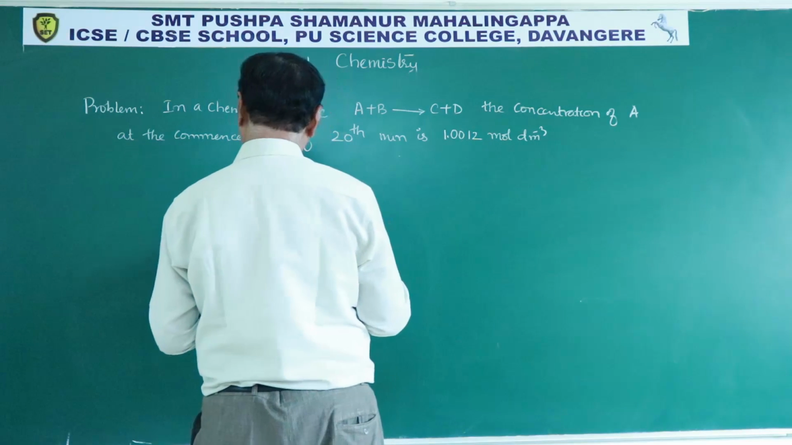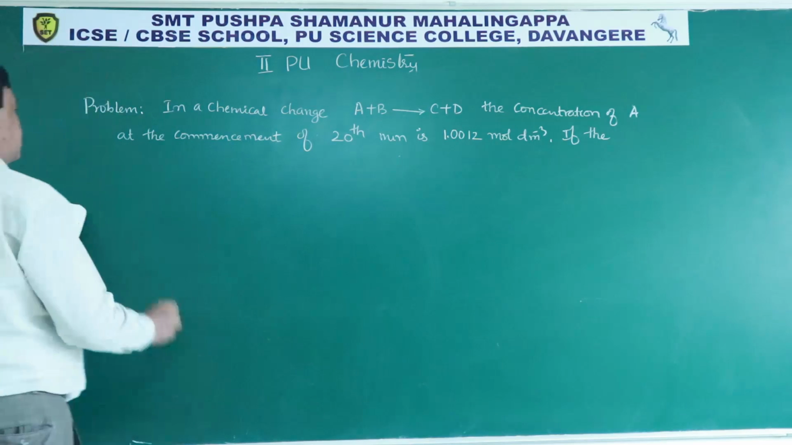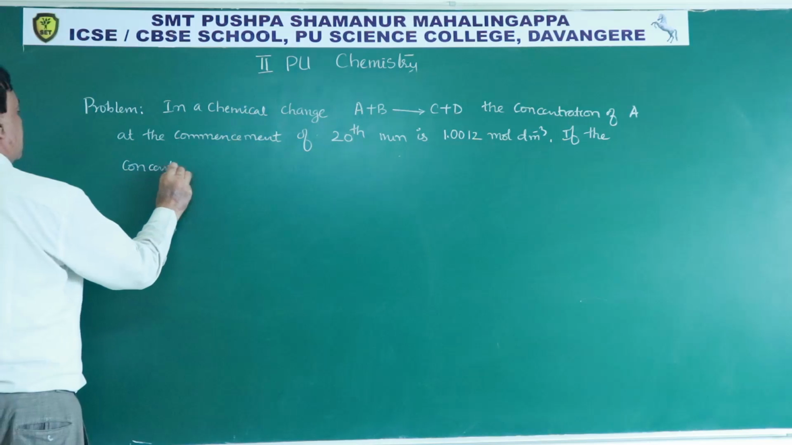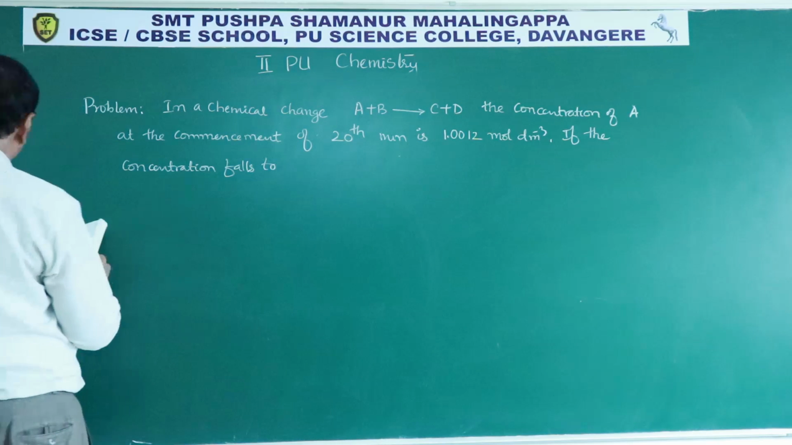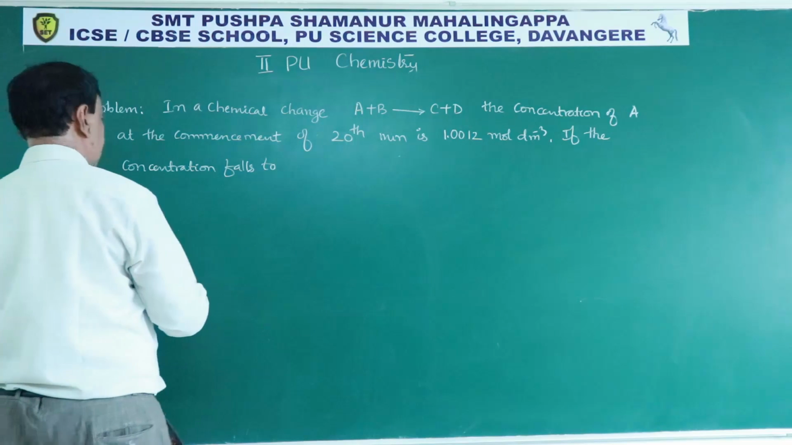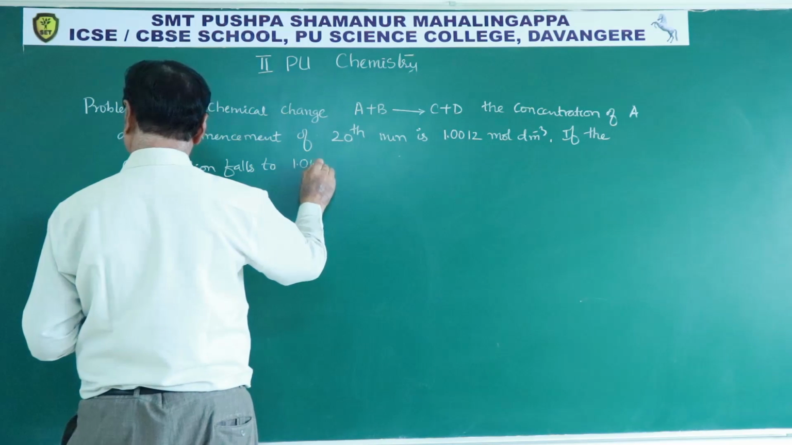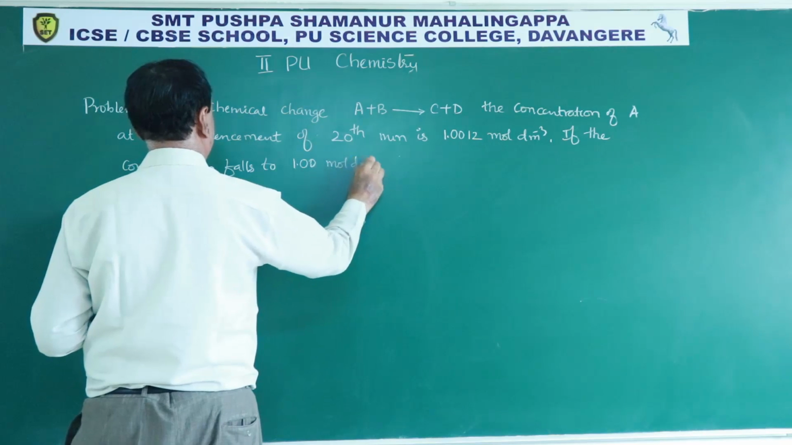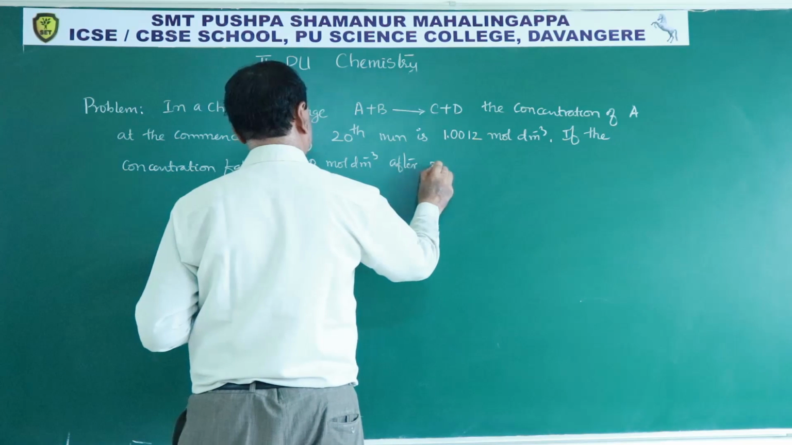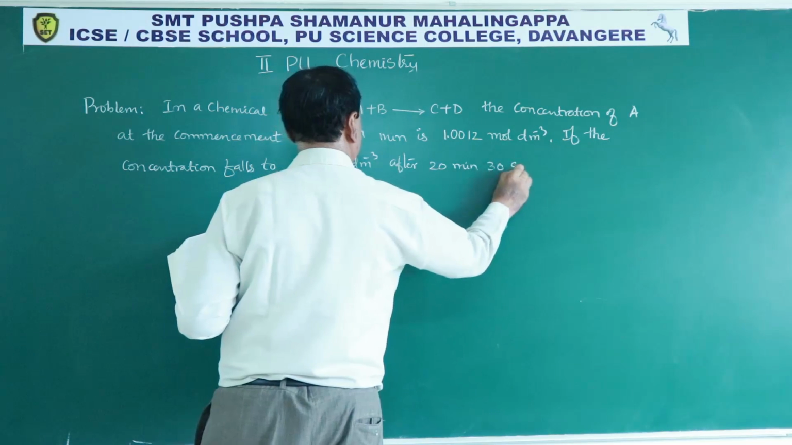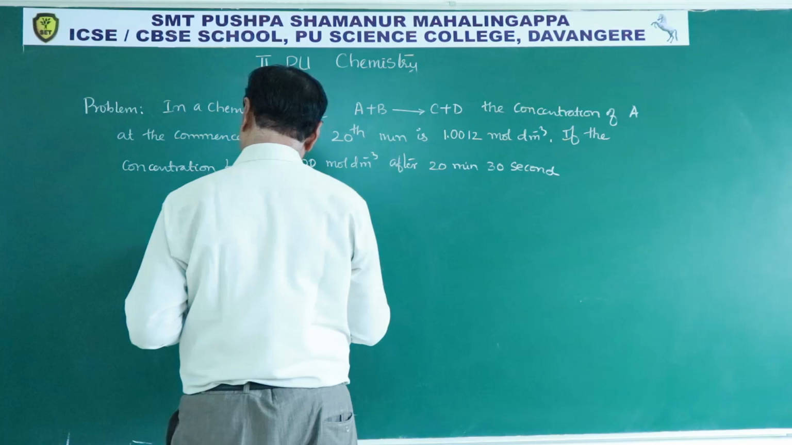If the concentration falls to 1.00 moles per cubic decimeter after 20 minutes 30 seconds, calculate the average rate of the reaction.